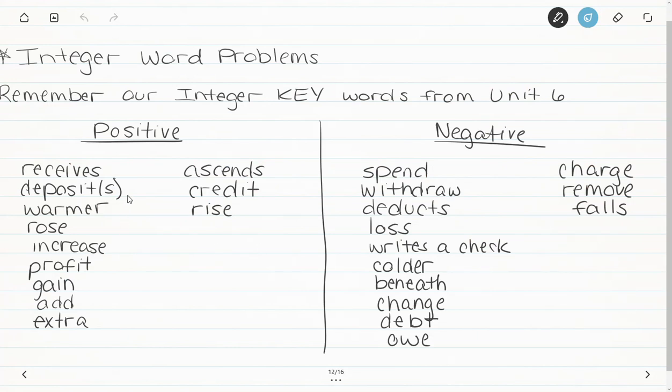So our positive words: receives, deposits, warmer, rose, increase, profit, gain, add, extra, ascends, credit, rise, and we can add more words as we find them with our unit. Our negative words are spend, withdraw, deducts, loss, writes a check, colder, beneath, change, debt, owe, charge, remove, and falls. So those are positive words and negative words. Now we're going to use them in our word problems for our lesson today.